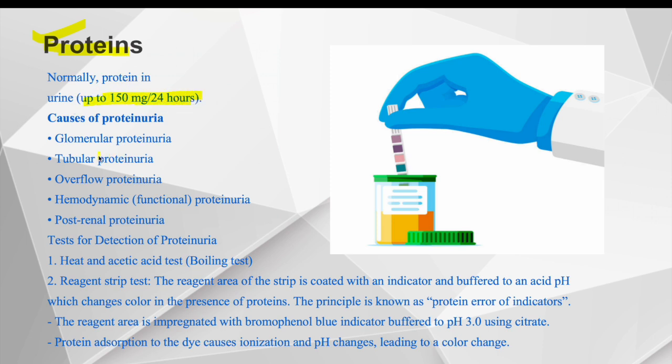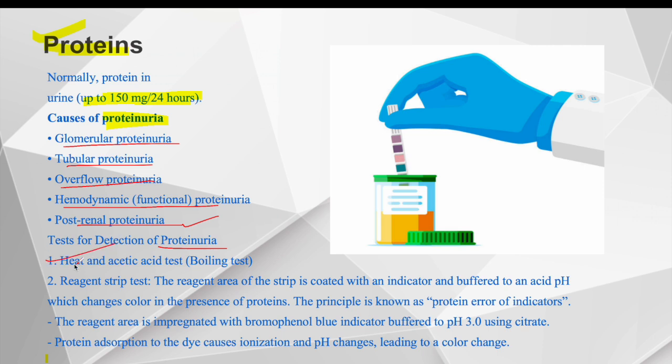Now if the proteins are increased, then we can say that it is proteinuria. Now there are different causes of proteinuria. First of all, it is glomerular proteinuria. Second one is tubular proteinuria. Third one is overflow proteinuria, and hemodynamic and post-renal proteinuria. Now there are different tests for detection of proteins in the urine.